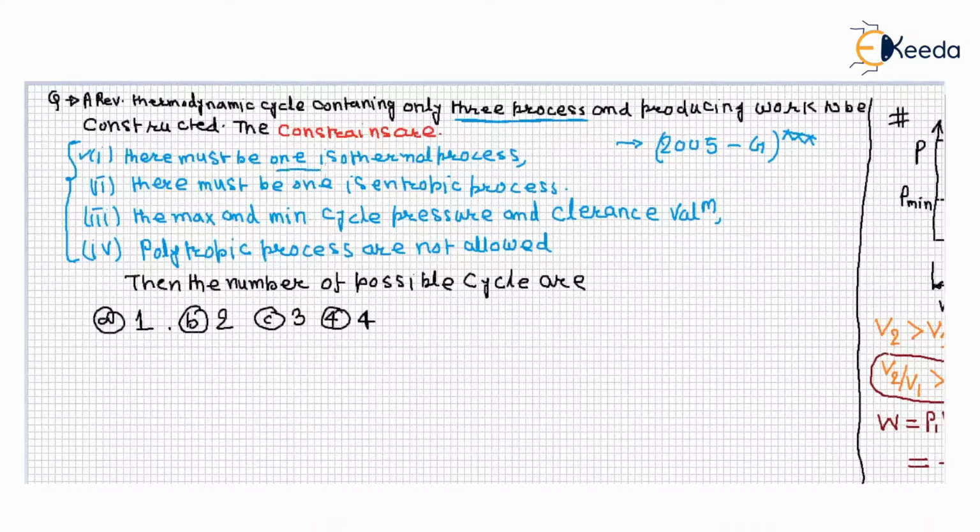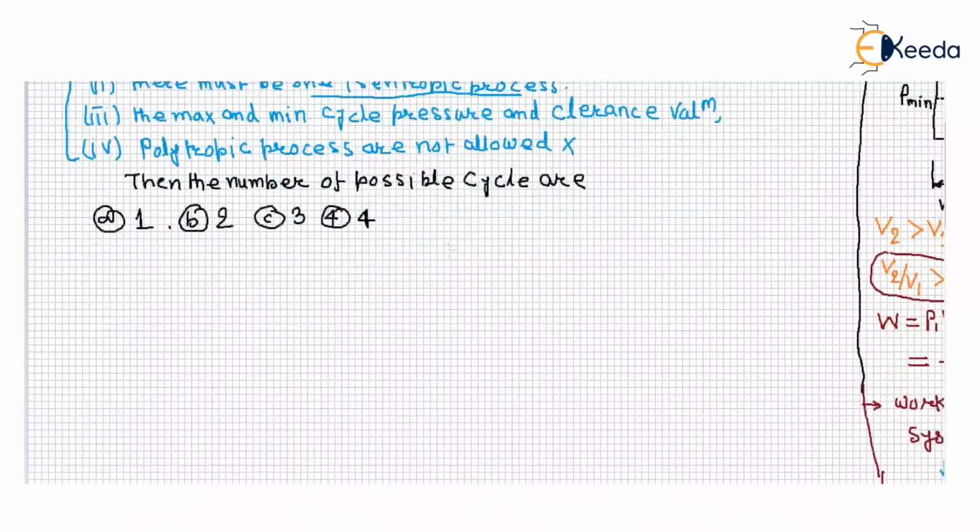There must be one isothermal, one isentropic, and one in which there is the maximum and minimum pressure and clearance volume, and no polytropic will be considered. You do not have to consider polytropic. Anyway, I told you that generally in cyclic processes we do not consider polytropic processes unless it is given.